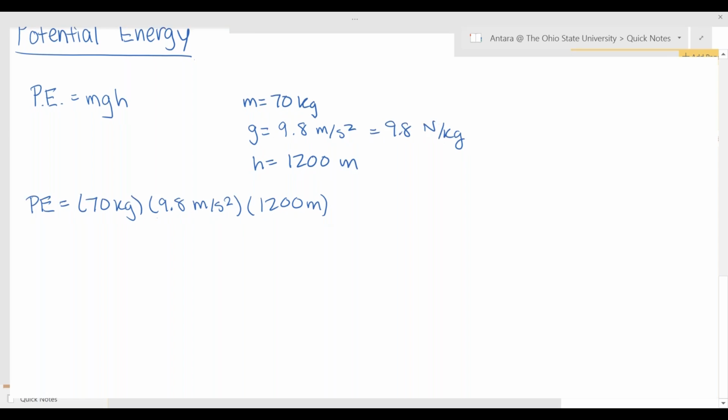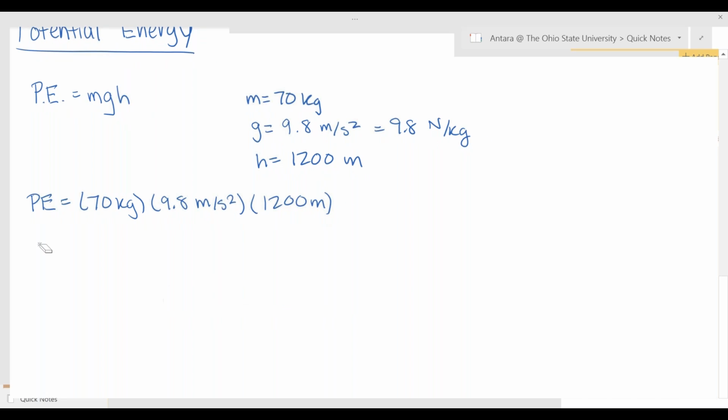So let's go ahead and multiply these numbers together, and we're going to get 70 times 9.8 times 1,200, and we get 823,200 joules. This is a pretty big number. Sometimes I like to convert the joules into kilojoules just to make it more reasonable values to work with.